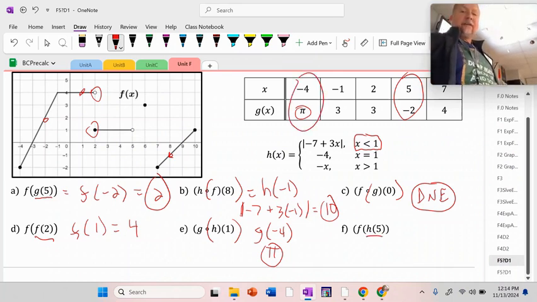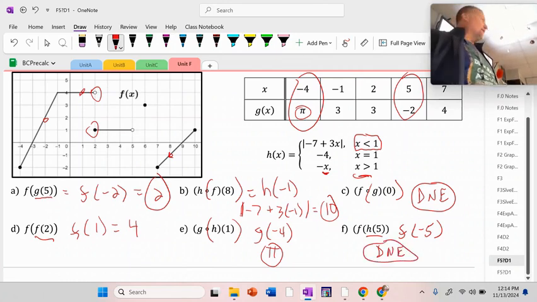Let's get this done. Where do I plug in 5? Top, bottom, or middle? Bottom. What is h of 5? Negative 5. f of negative 5. You plug in x here, because this is where x is greater than 1. So that's a. Then what's f of negative 5? Where's f? Right here. Oh, no. What is f of negative 5? DNE. We said bogus in the regular class.